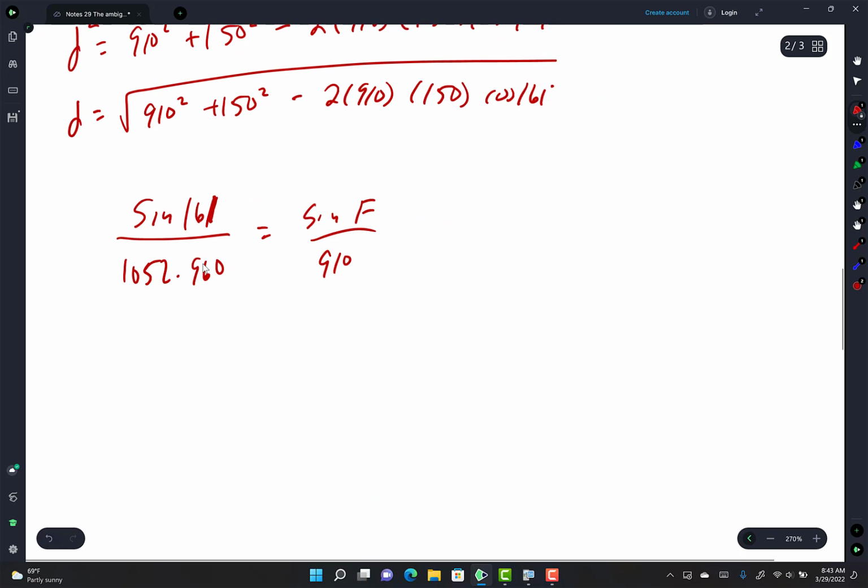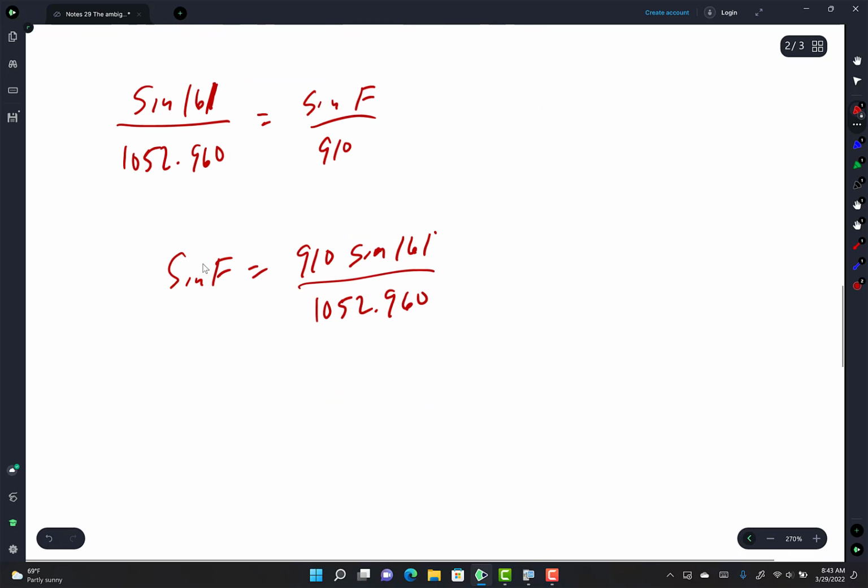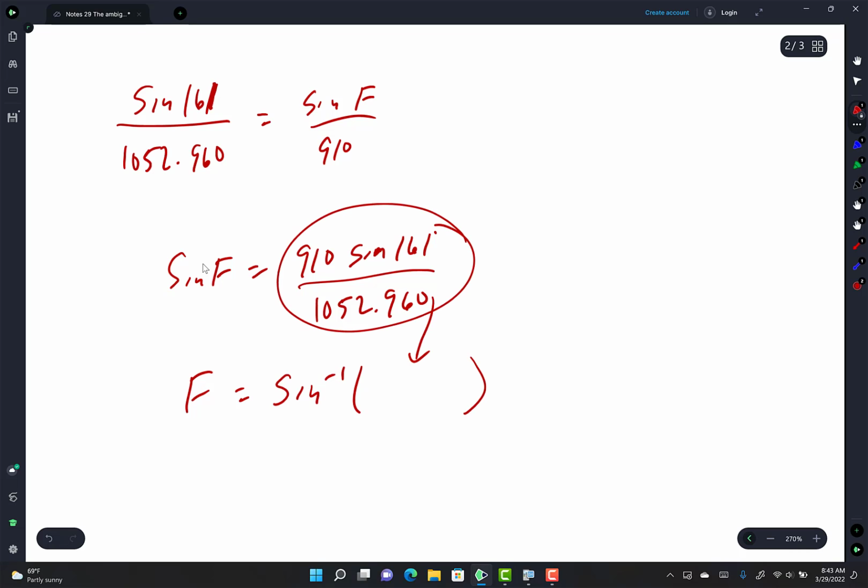So when you cross multiply, here's what you get. You're going to get sine f equals 910 sine 161 degrees divided by 1052.960. So to get f by itself, you do the inverse, guys, of all this. You can also put it in decimal, doesn't matter.